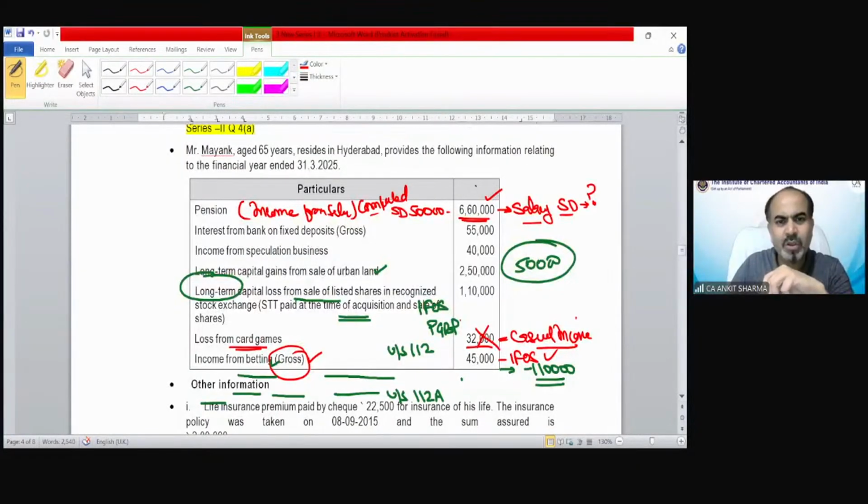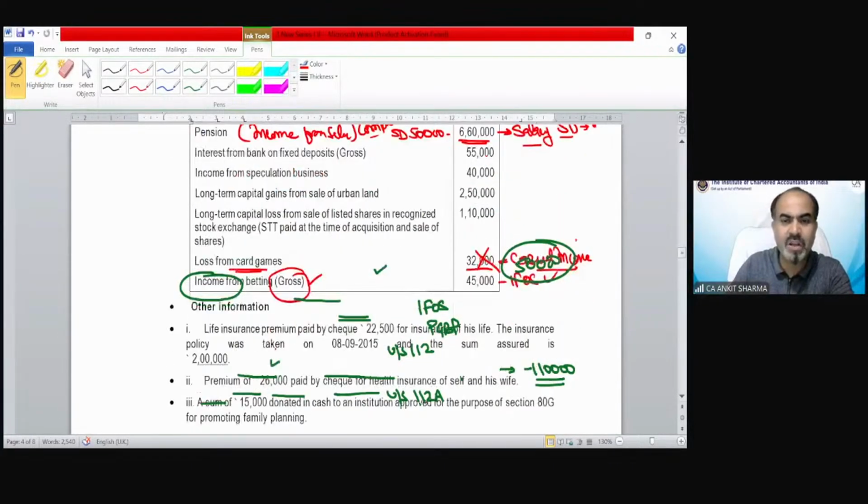Some other information is also given in the question, life insurance. Let me clear this.